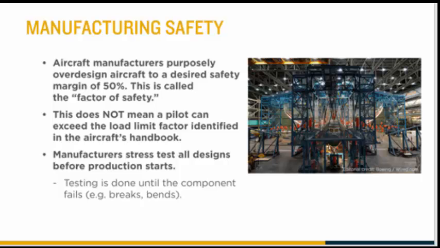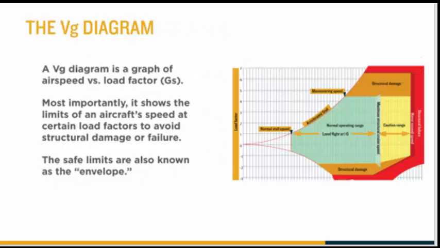So of course manufacturers want their planes to be safe. As a rule, manufacturers over-design aircraft to provide a safety margin of at least 50%. This 1.5 value is called the factor of safety, and it provides to some extent for loads higher than those expected under normal and reasonable operations. This does not mean a pilot should ever exceed those limitations, though. This is just a built-in safety feature.